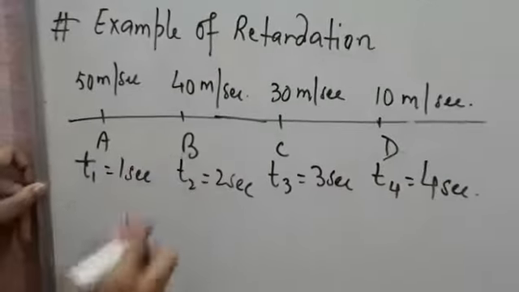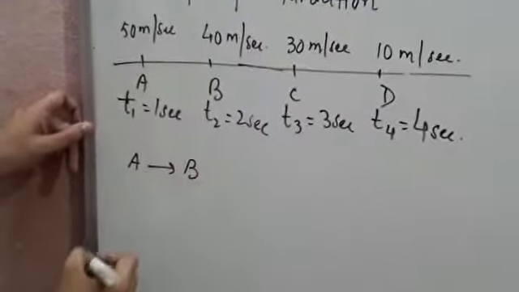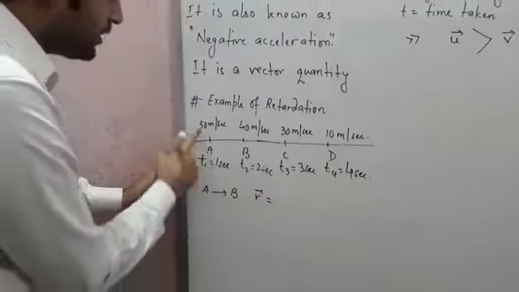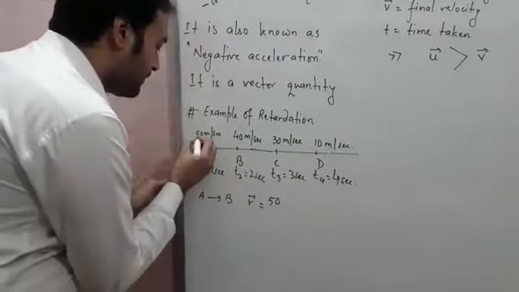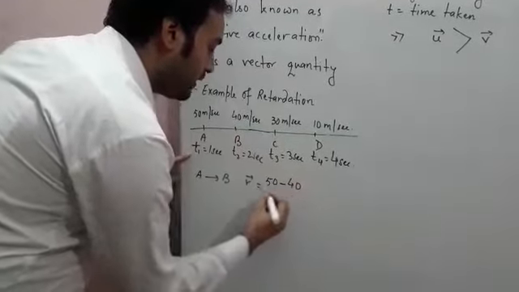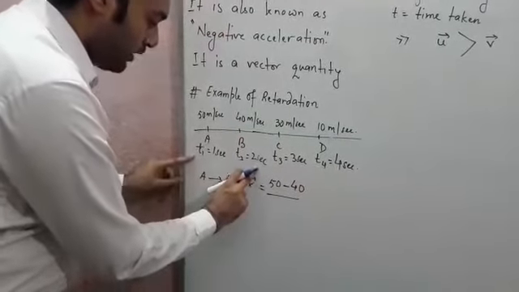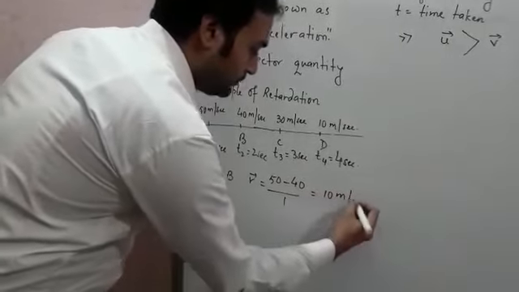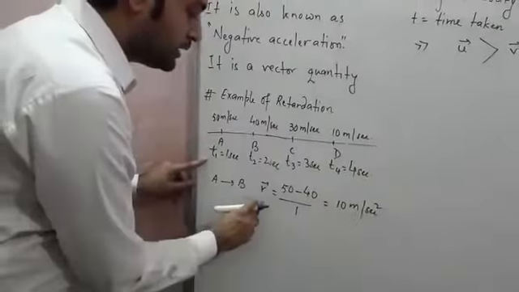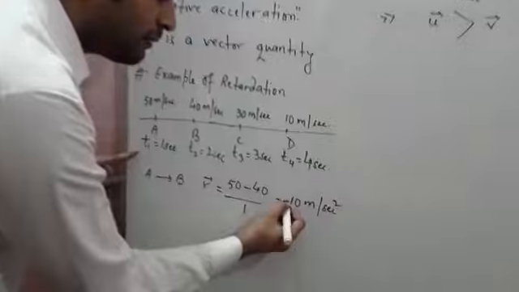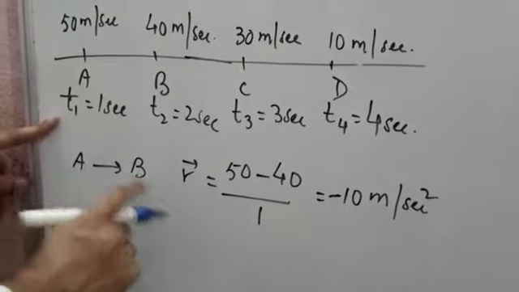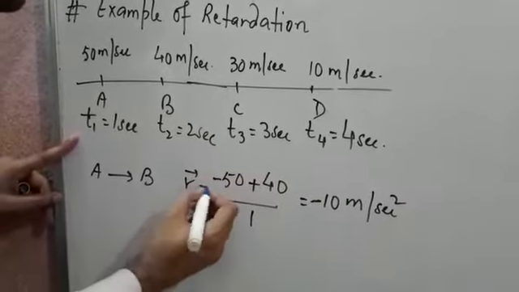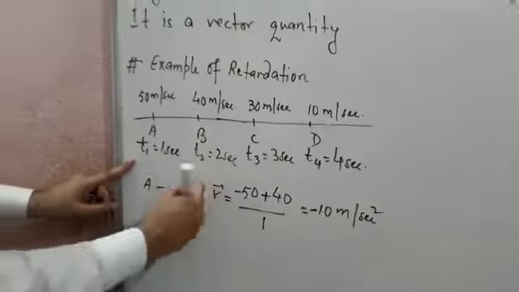Let us take from A to B. What is the retardation from A to B? From the formula, the initial velocity is 50, then the final is 40, so 50 minus 40, and the time interval from 1 to 2 is 1. This is the retardation, and it contains a minus sign because its velocity is decreasing.